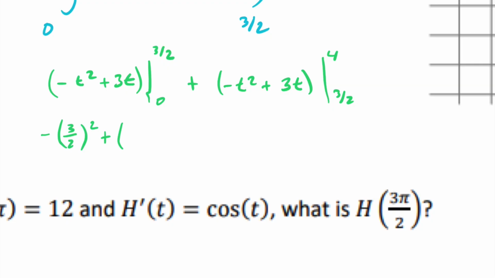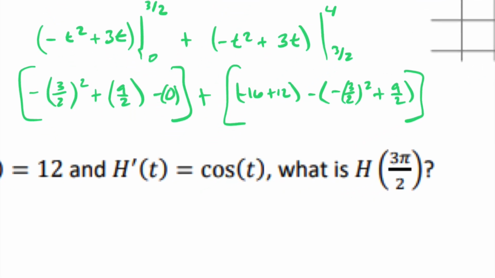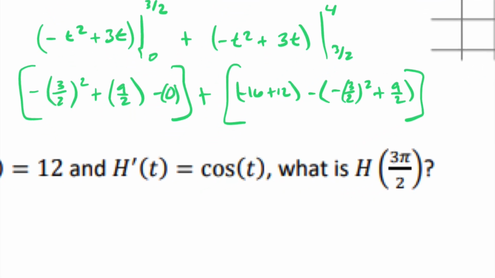It's going to be positive 9 halves. Take away 0, it's not going to matter. Here we get negative 16 plus 12. Take away whatever I get here again, which is negative 3 halves squared plus 9 halves. All right, we get negative 9 fourths plus 9 halves.